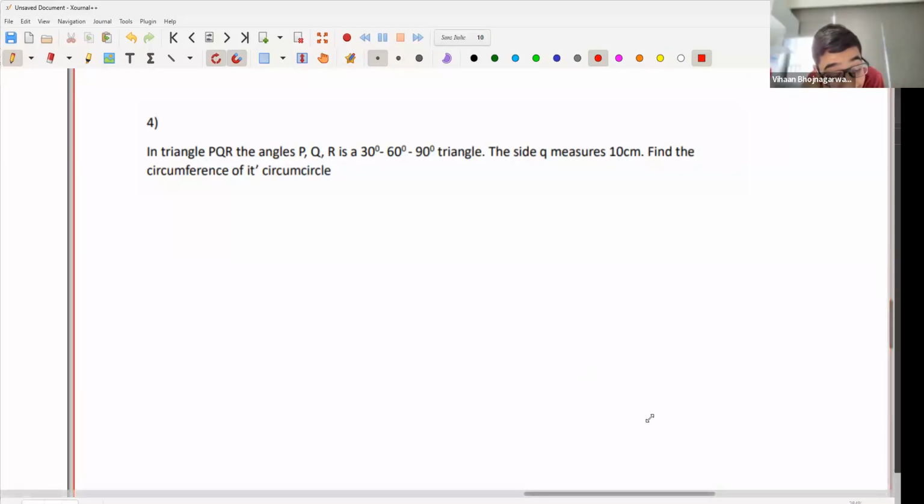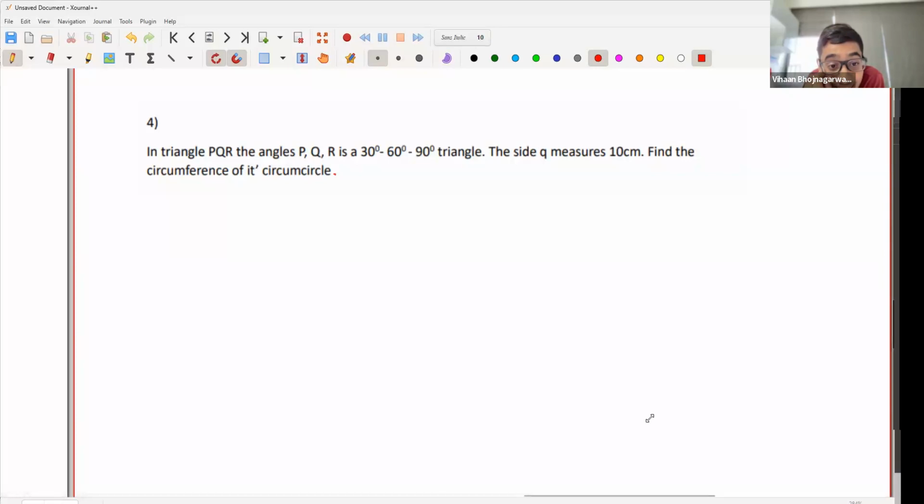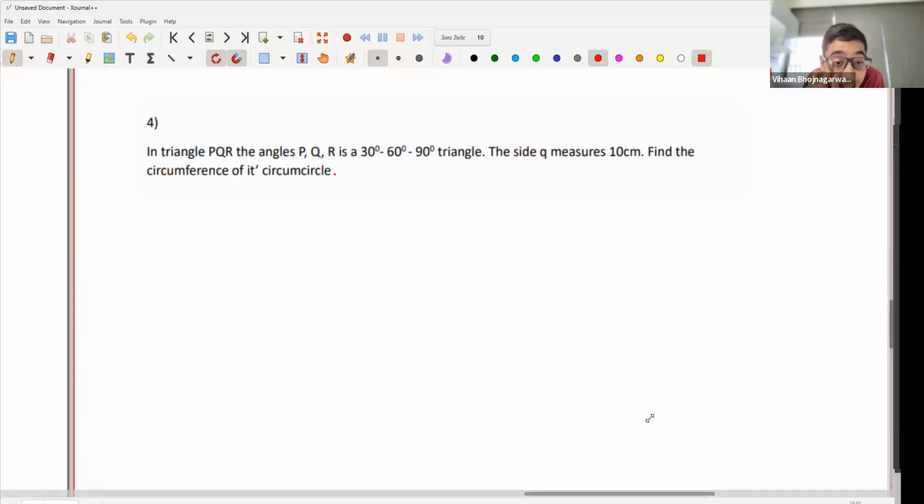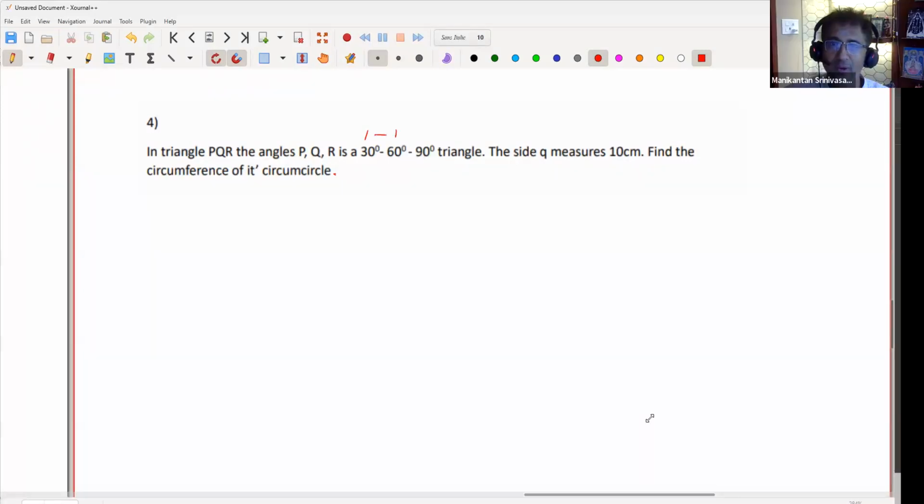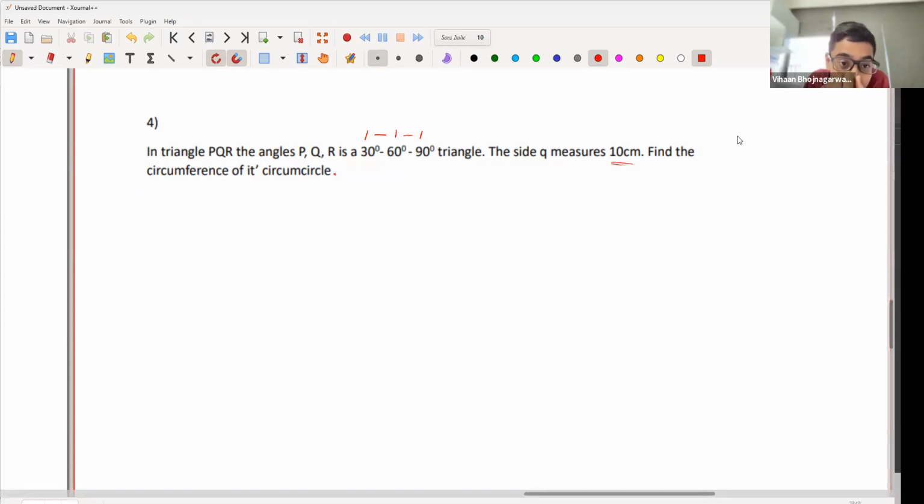So I actually thought it wasn't 30 degrees. I read it as 30 raised to 0, so I didn't get an answer. Oh, so you took it as a 1, 1, 1 triangle, an equilateral triangle. Okay, that's fine, even then you'd have an answer. But you should have wondered about the side measuring 10 centimeters. I was just confused, so I skipped this question. Come on, it's very obvious, right? 30 degrees.